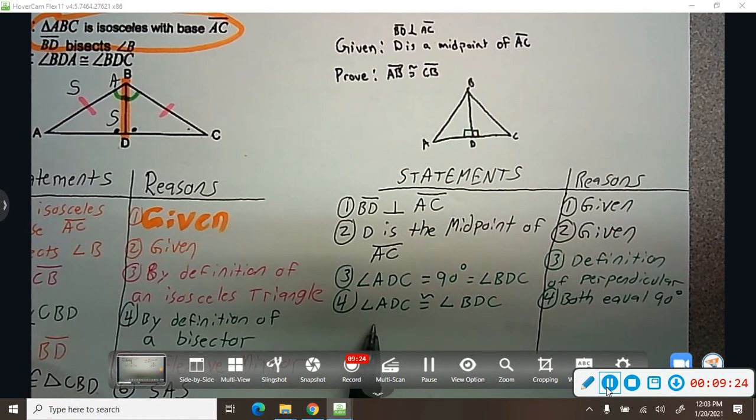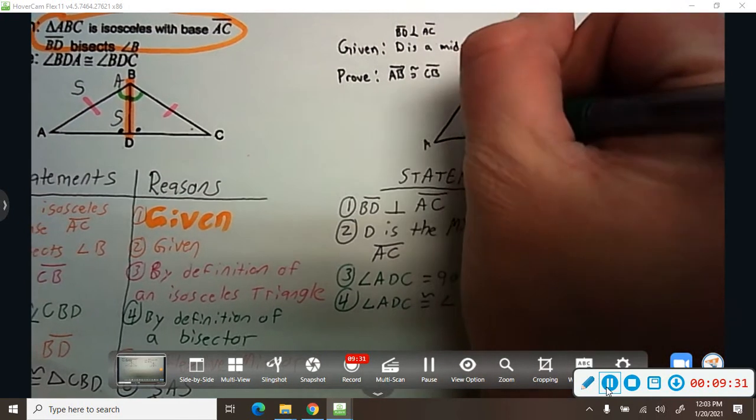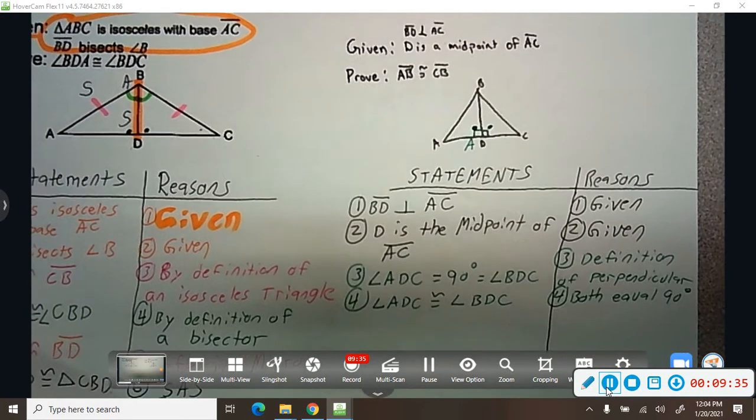So again, you could probably almost put that in one step. So now what we have is that they're both 90, but they're also both congruent. So this equals this, and that's how I get my A in my formula.